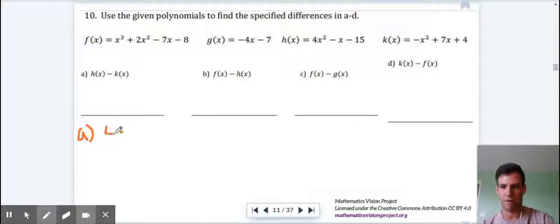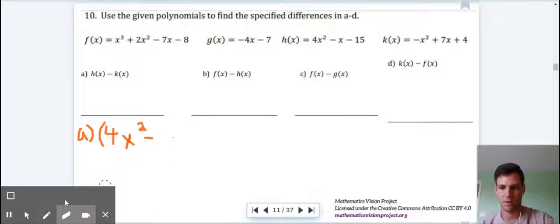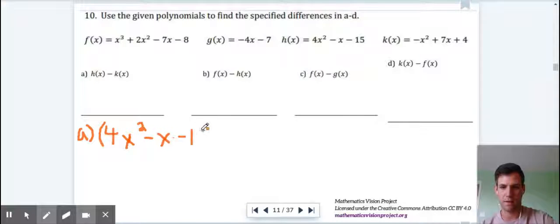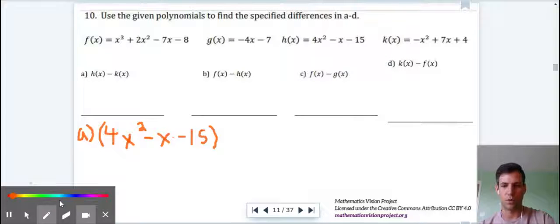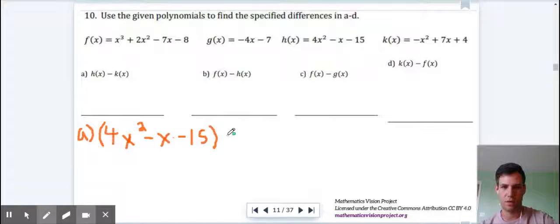So we have 4x squared minus x minus 15. And we are going to subtract that by negative x squared plus 7x plus 4.